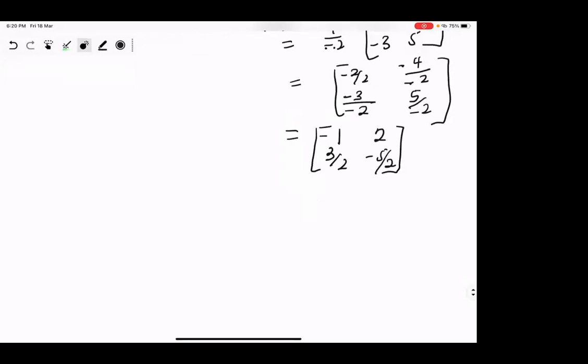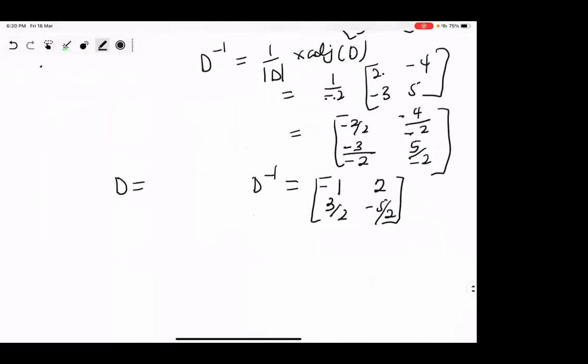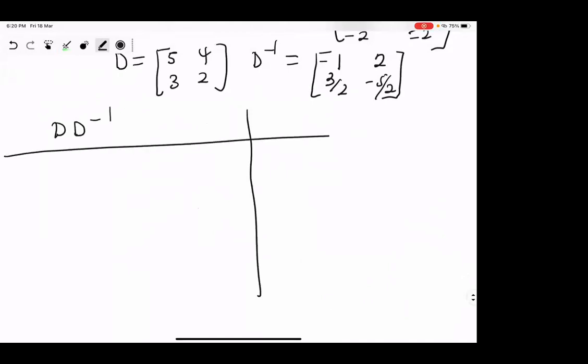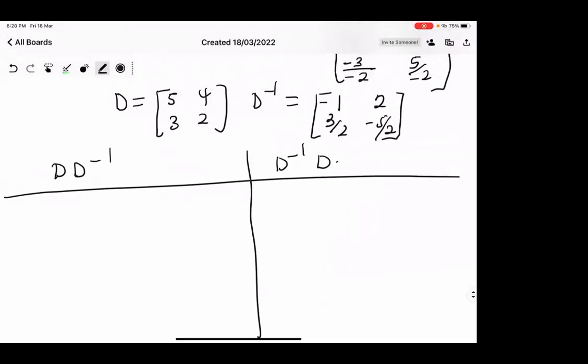One group will find the same matrix. So this is D inverse, and D is 5, 4, 3, 2. We have D, and now we know D inverse. I need one group to find D times D inverse, and then another group to find D inverse times D.